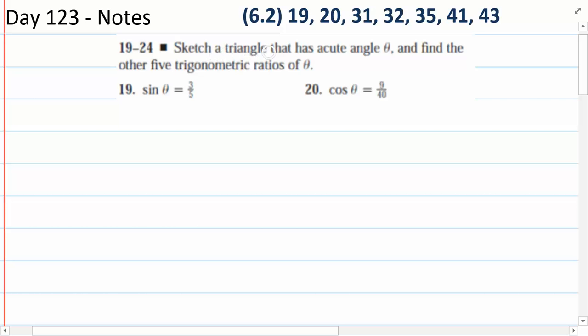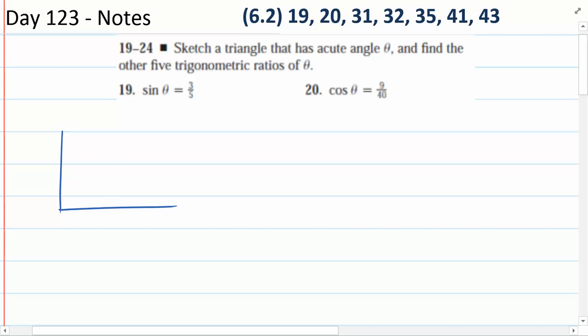We need to sketch a triangle that has an acute angle theta and find the other 5 trigonometric ratios of theta. So the first thing that I'm going to do is just sketch what a right triangle might look like, and then I'll fill in the information that's given to me. Now, it doesn't make a whole lot of difference where you place your theta at first, but the side lengths that depend upon theta are very important.